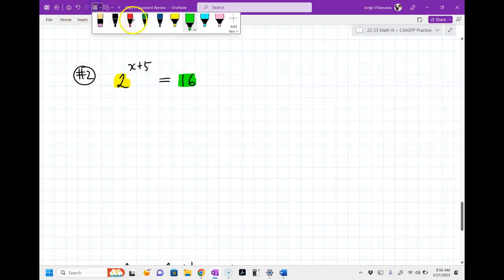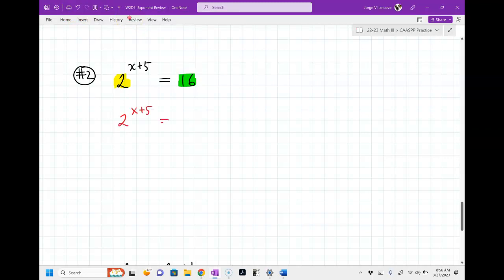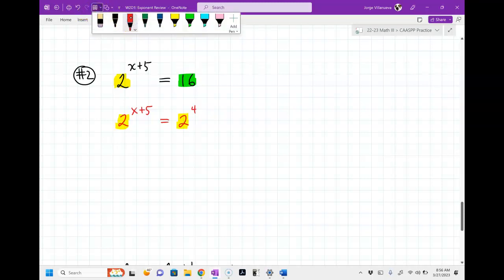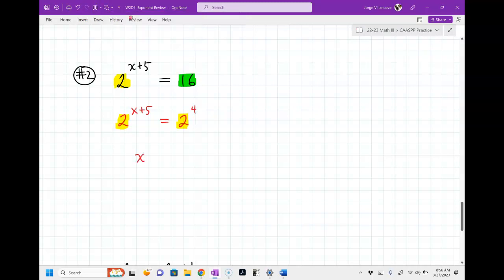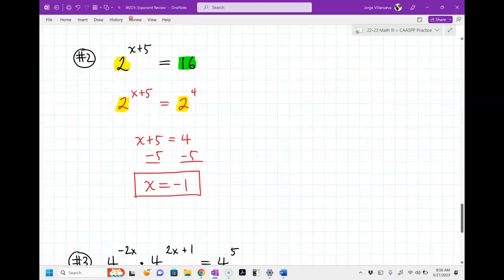So I can rewrite this: 2 to the x plus 5 equals 2 to the fourth. And now my bases match. So if my bases match, I can get the powers and set them equal to each other. x plus 5 is equal to 4. Now if I subtract 5 on both sides, x is equal to negative 1. And that problem is done. So if your bases don't match, you can try to make them match. So that's a nice little trick to solving these things.